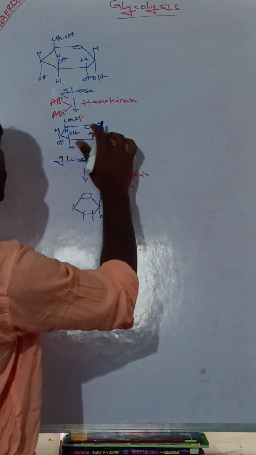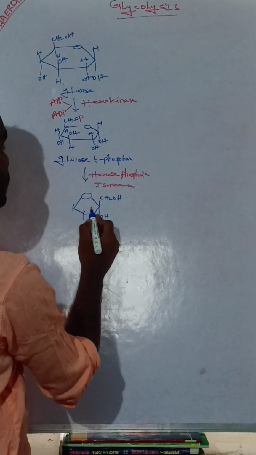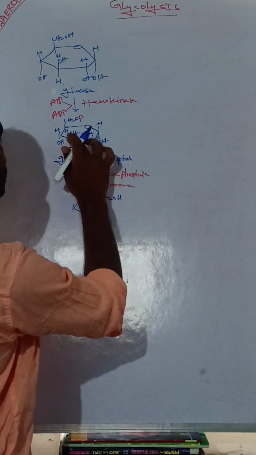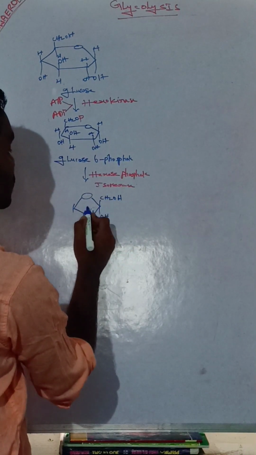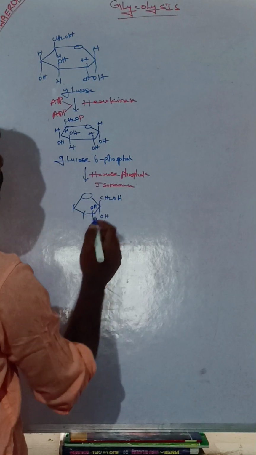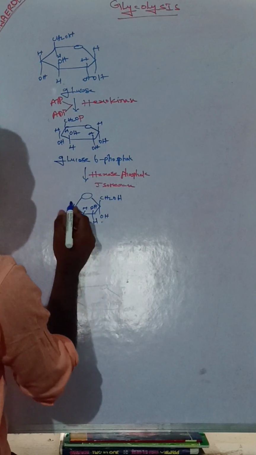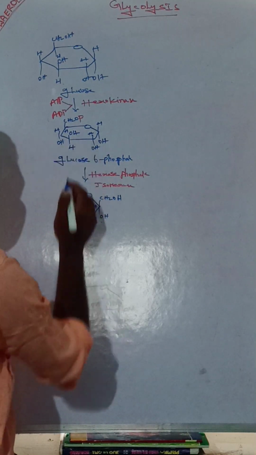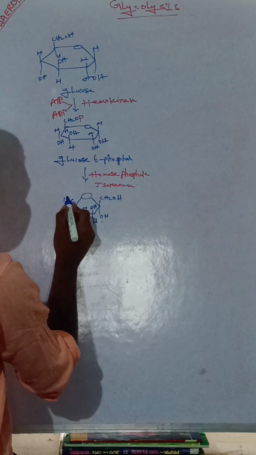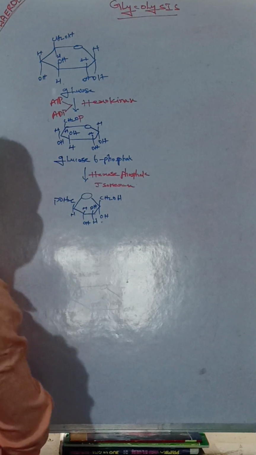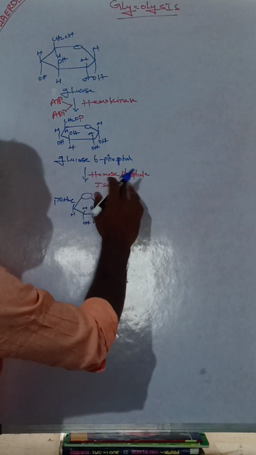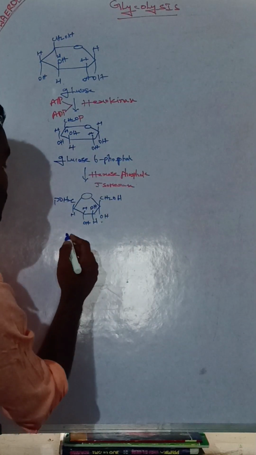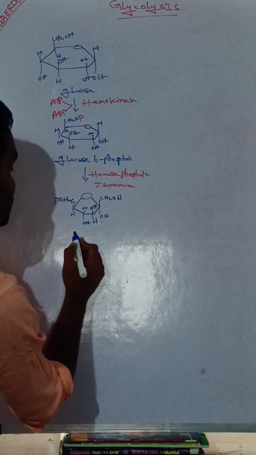This moves up, this will be the compound. Everything else is the same. First carbon, second carbon, this is the third carbon, right? Same, all are same. This is the fifth carbon, right? In the presence of hexophosphate isomerase, this glucose 6-phosphate turns into the fructose 6-phosphate.